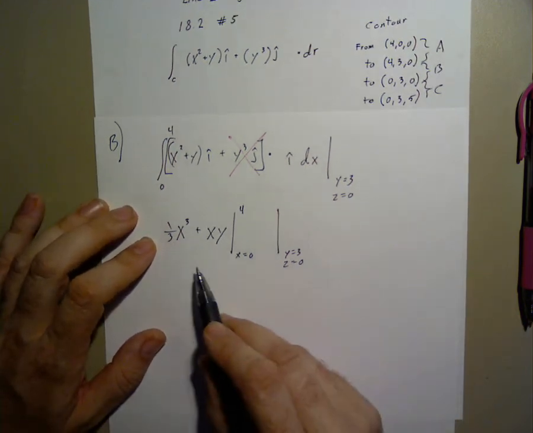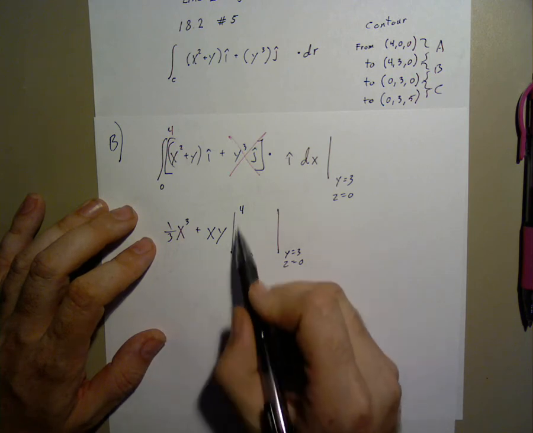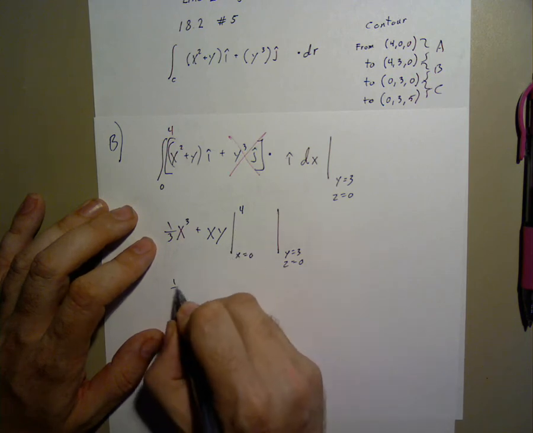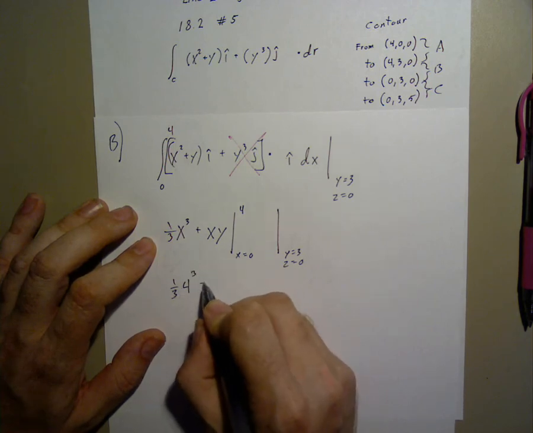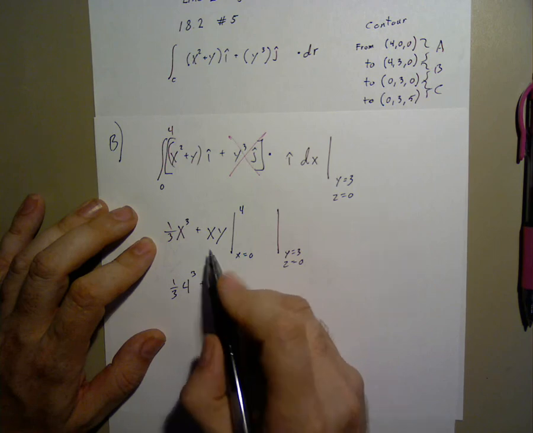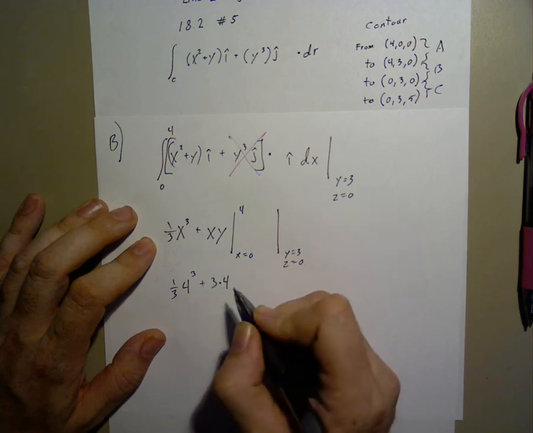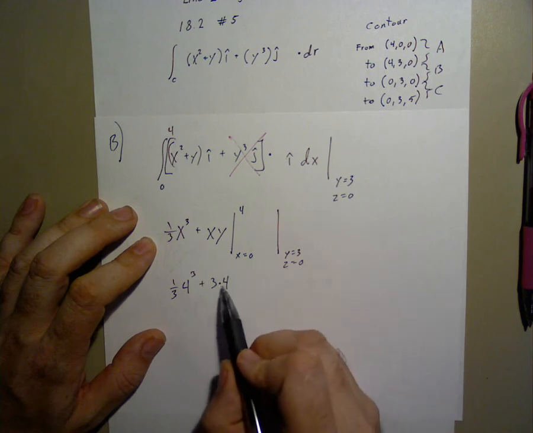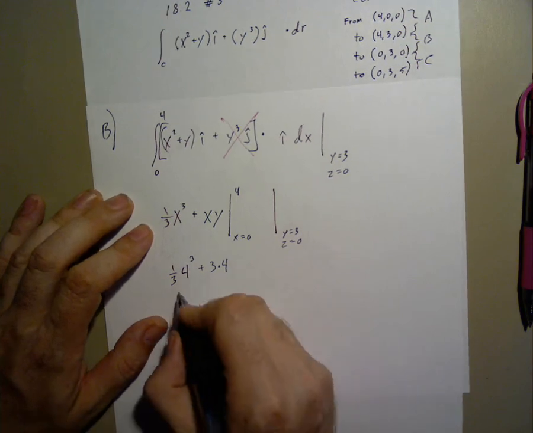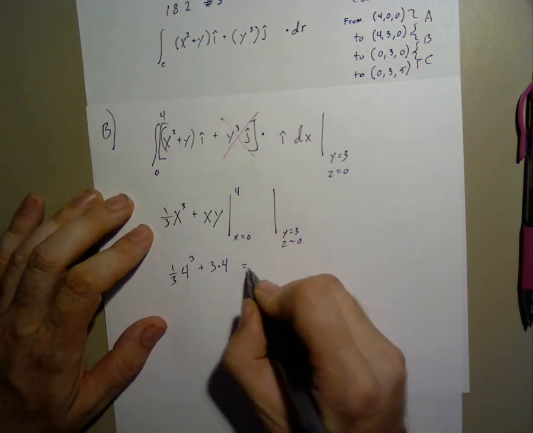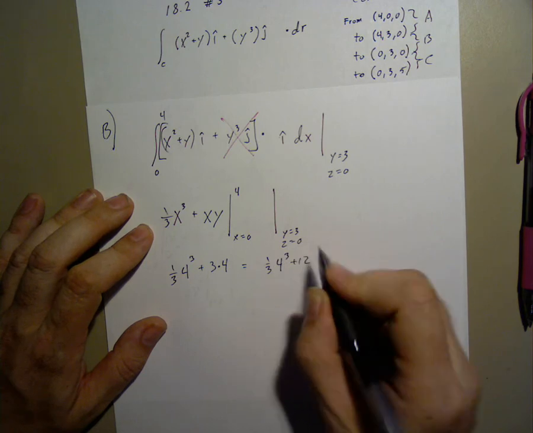There is no z in this function, but there is a y. We'll change that y to a 3. We also evaluate these limits. We get one third 4 to the power 3 plus 3 times 4, with y equals 3 and x equals 4, which equals 12. So the answer to this integral is one third 4 to the power 3 plus 12.